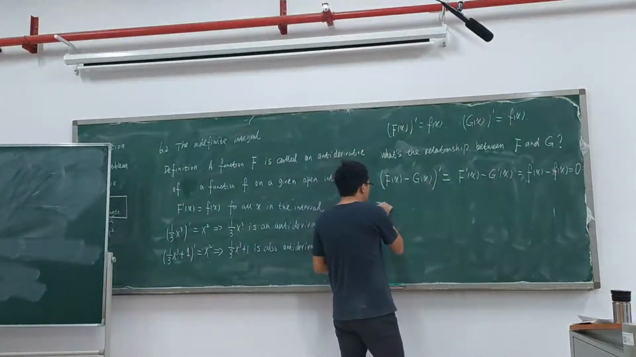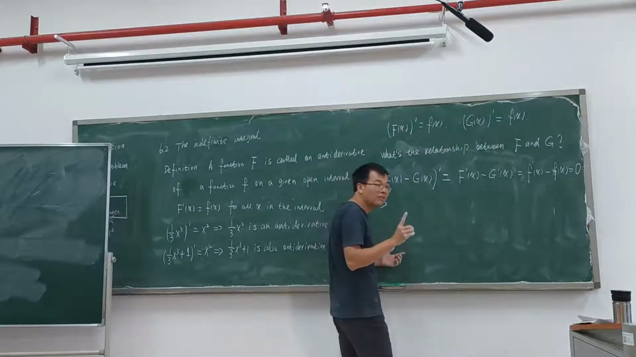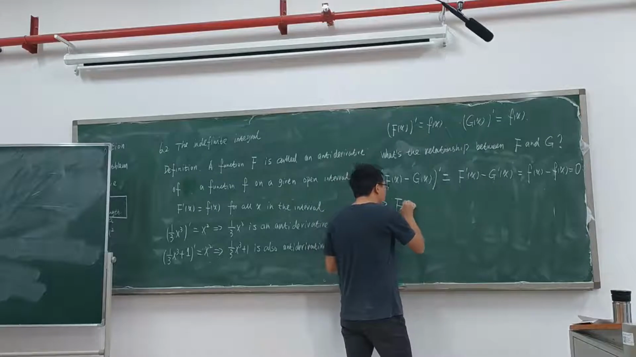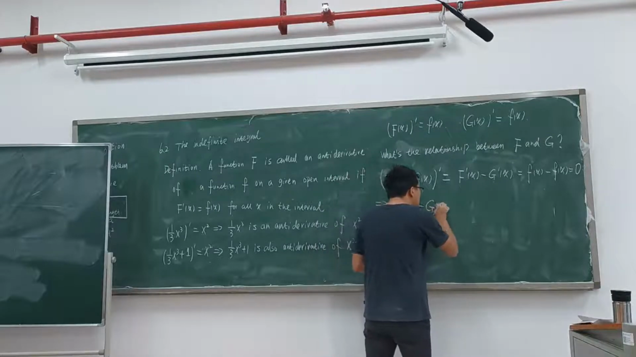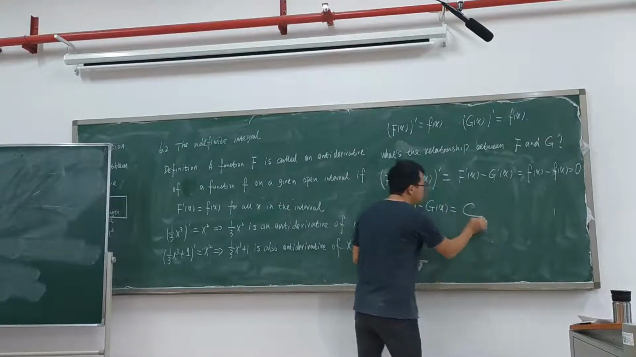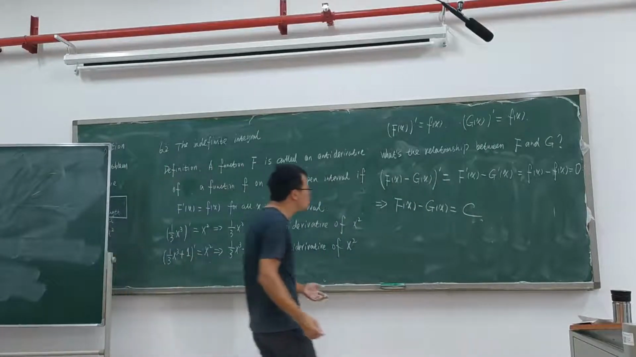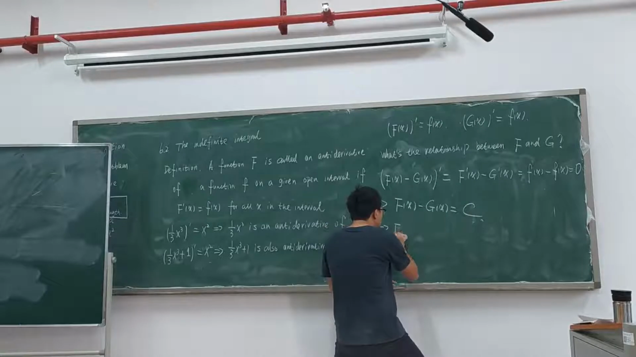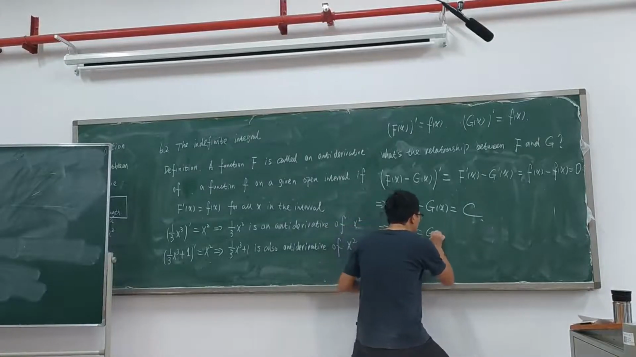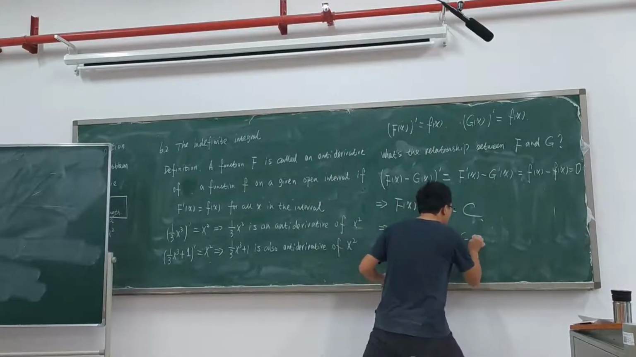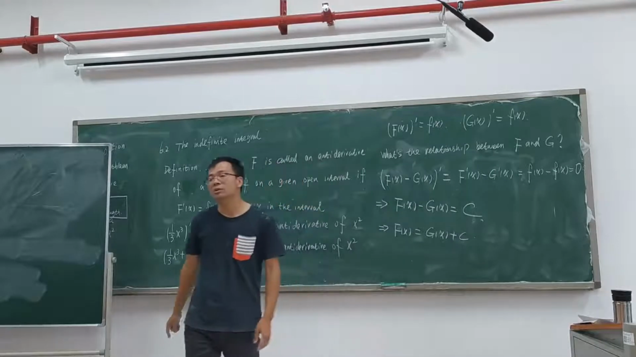So here, now we use the constant difference theorem. So we have f(x) minus g(x) equal to what? Equal to c. So here it means f(x) equal to what? Equal to g(x) plus c. So here means what?